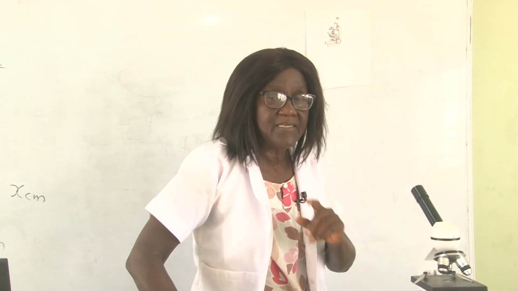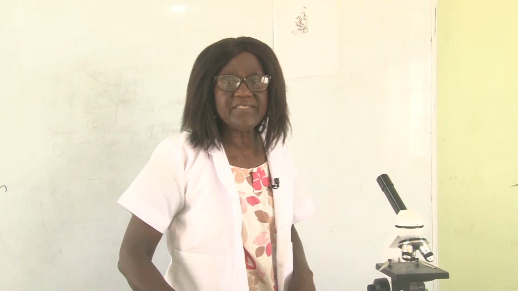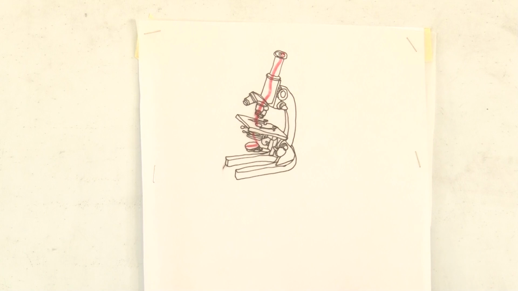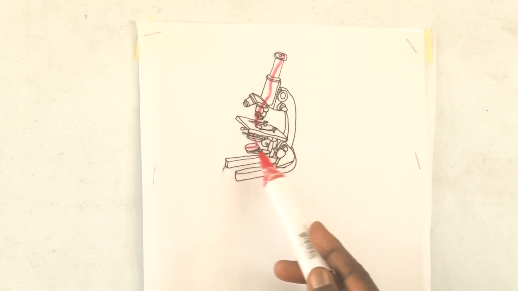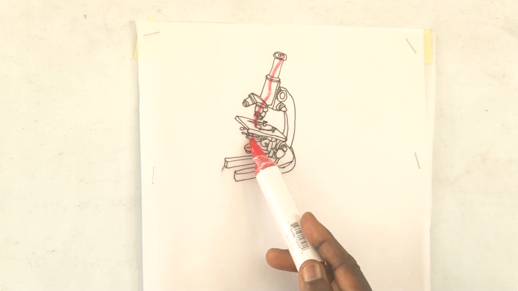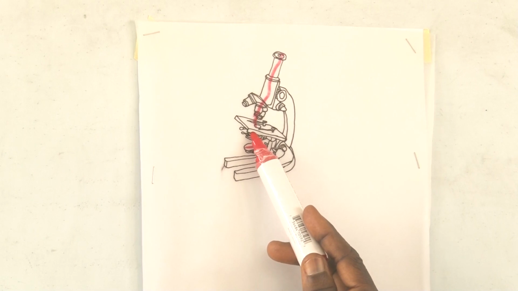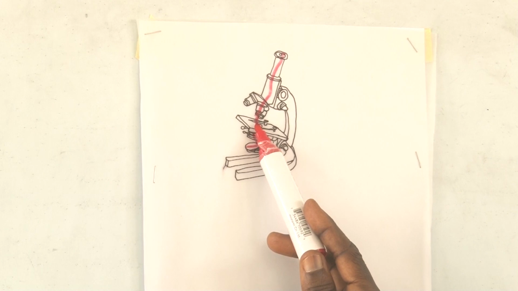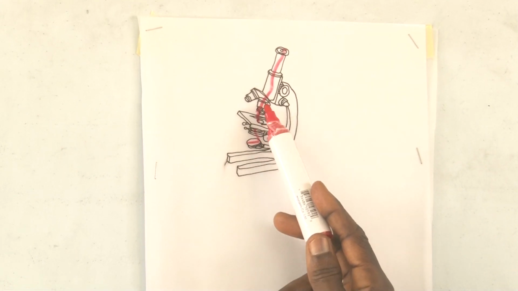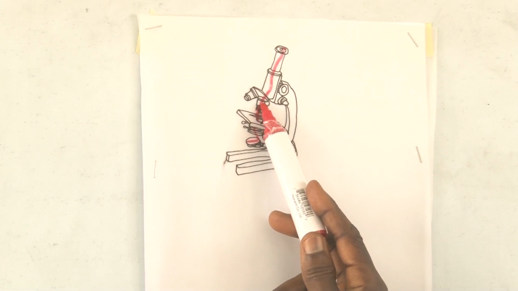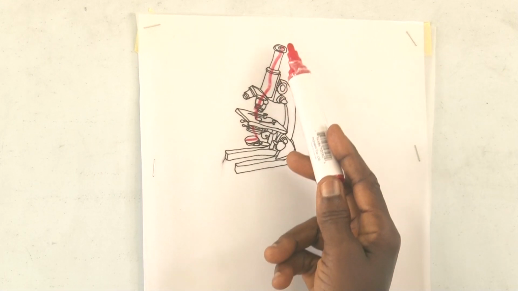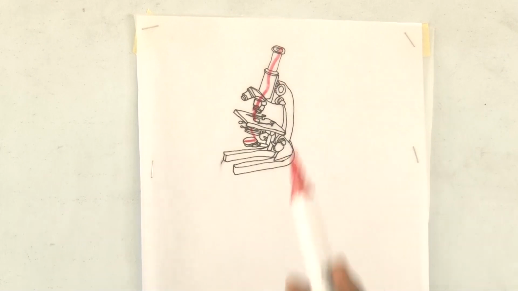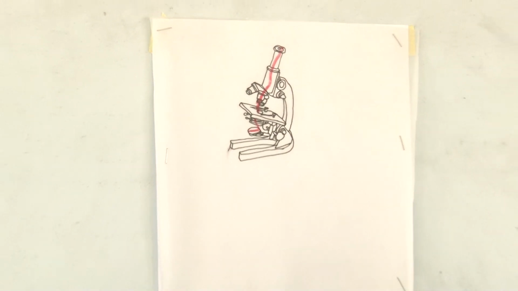The other question was for you to trace the path of light in the microscope. So: mirror, condenser, diaphragm, microscope slide or specimen, objective piece, barrel, eyepiece. That is the path of light.